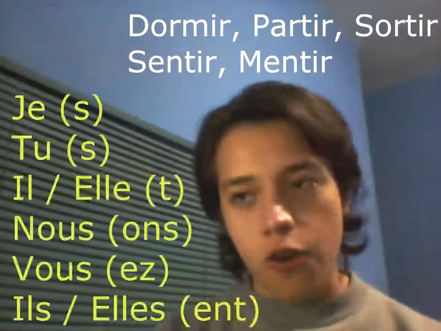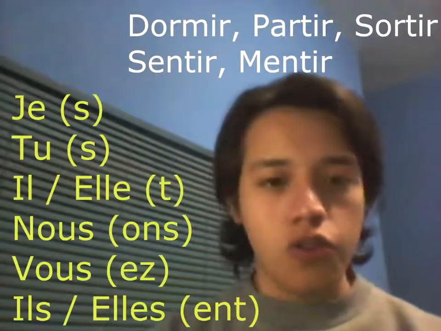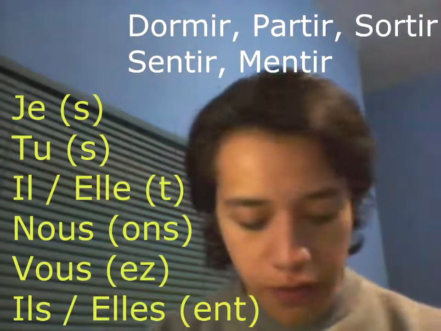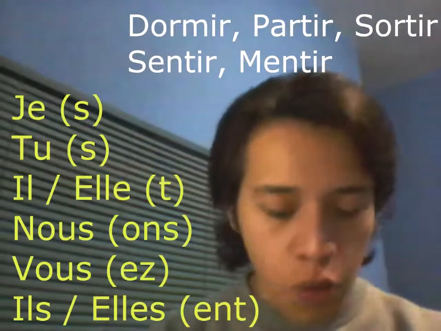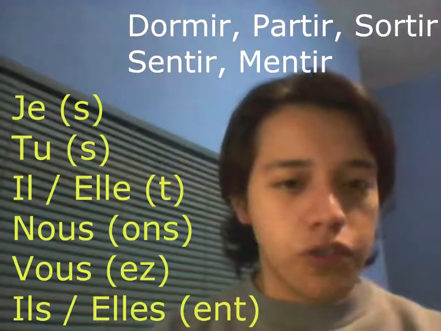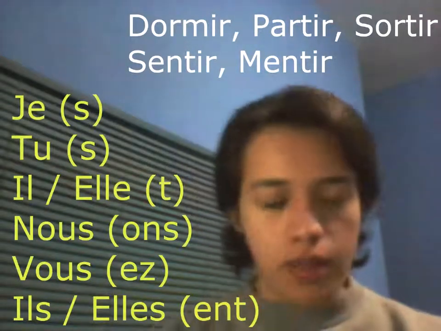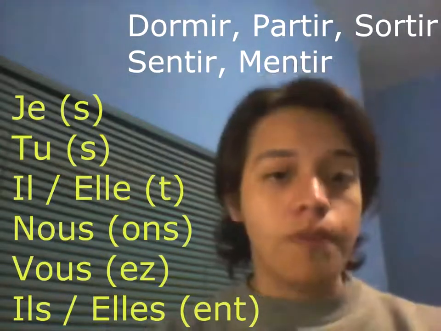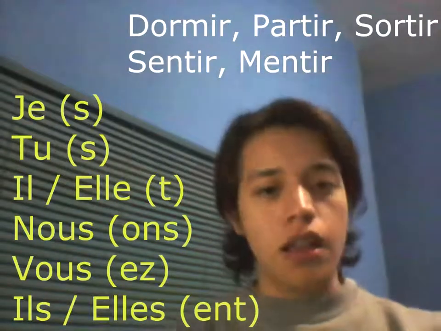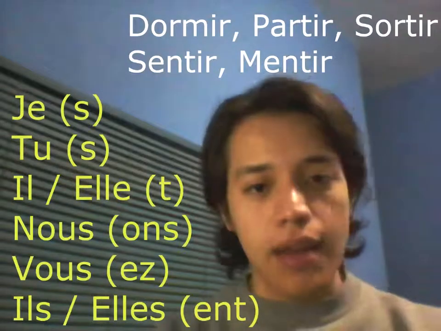So when it comes to dormir, partir, sortir, sentir, mentir, with je, you're going to use the inflection S. With tu, you're going to use the inflection S, exactly the same inflection. With il and elle singular, you're going to use the inflection T. With nous, you're going to use the inflection O and S. With vous, you're going to use the inflection EZ. And with il and elle plural, you're going to use the inflection ENT. And you have to remember, you must eliminate the final letter of the lexeme when you're about to conjugate with je, tu, il, and elle singular.